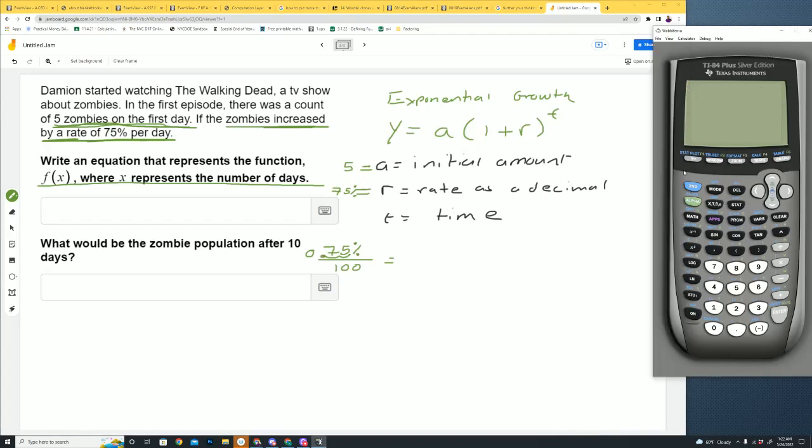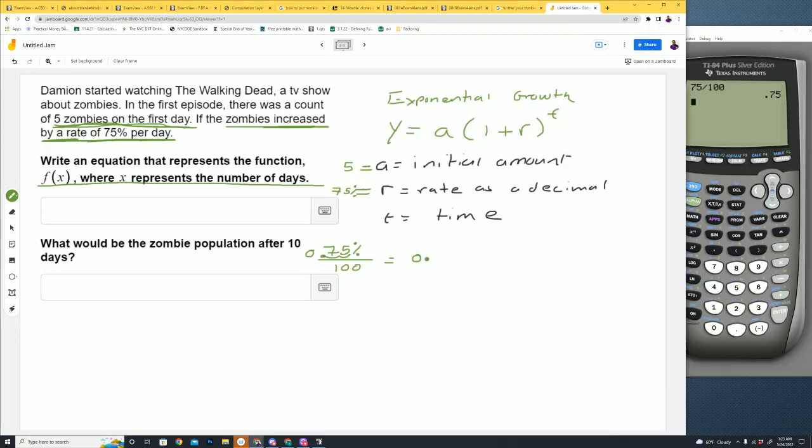If you want to check on the calculator, you turn on your calculator, hit 75, and then divide that by 100. That will give you 0.75. So our rate as a decimal is 0.75. And our time is represented, as we stated here, by x. So we're going to just plug that in.